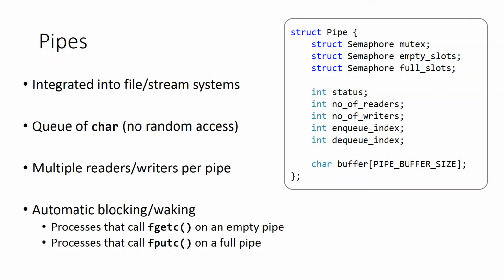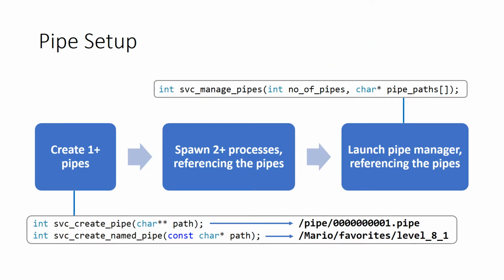I implemented pipes as special files, and I gave them the necessary functions to participate in the stream system. They act as queues of characters. Multiple readers and writers are supported per pipe, and blocking is automatic. So a process that tries to take from an empty pipe is blocked, and a process that tries to put into a full pipe is blocked. To use pipes, first you call a function to create the pipe, then you pass the path of the pipe to spawn, and finally you call the pipe manager function.